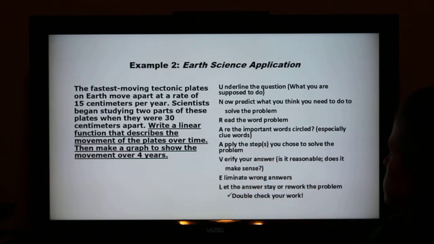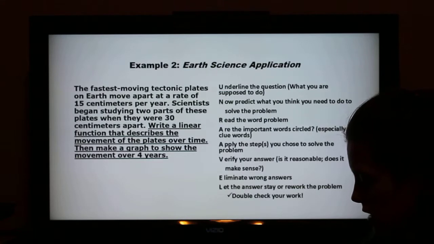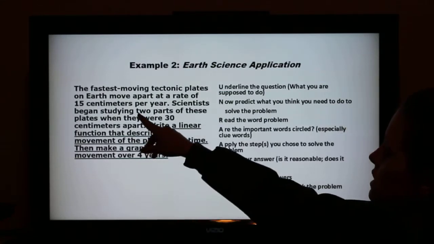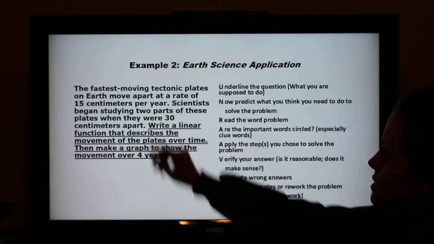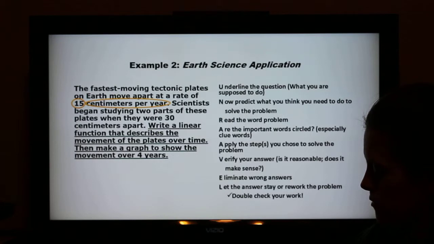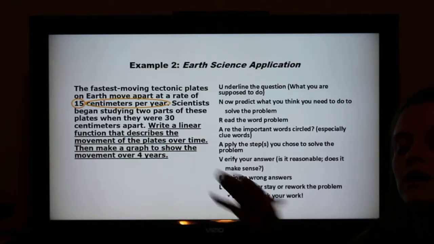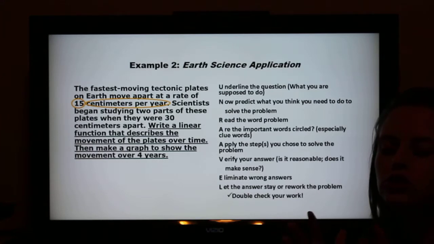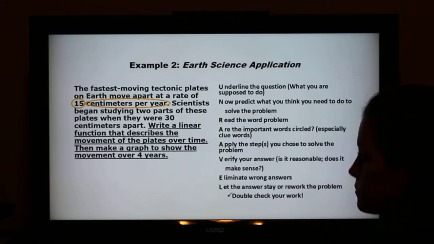Now, are the important words circled? So let's go through that and circle some important words. As I go through this one, the first one I see is the number 15. The number 15, that is an important word, and then centimeters per year would be the next thing I see, with per usually meaning to multiply.